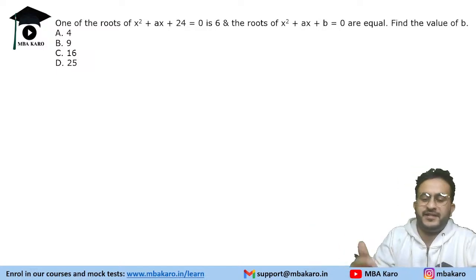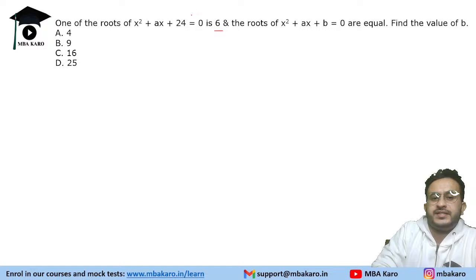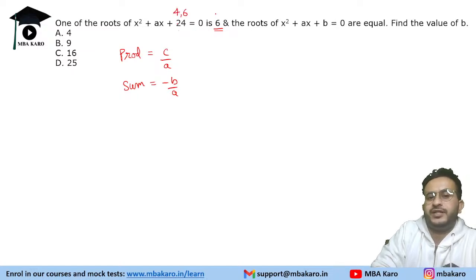So this is a very simple question, right? One root is 6. So we know that the product of the roots is c upon a, right? And the sum of the roots is minus b upon a. This thing I hope you know. Now one of the roots is 6, so the other root will be 4. So the roots are 4 and 6.